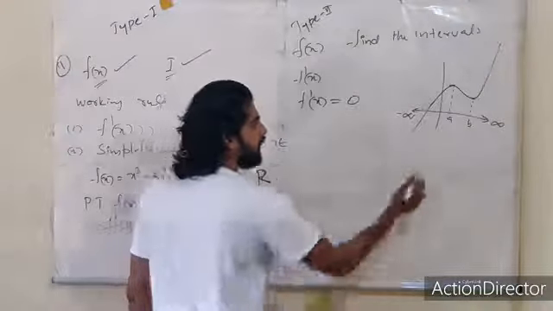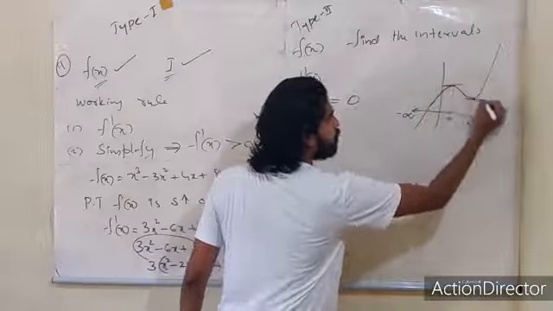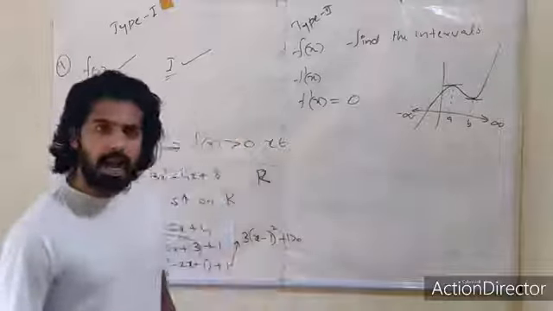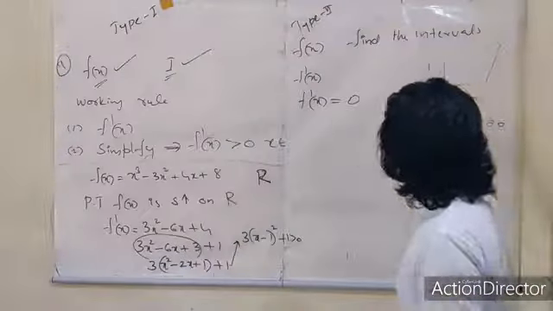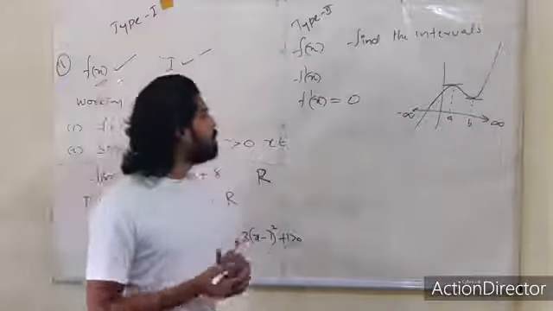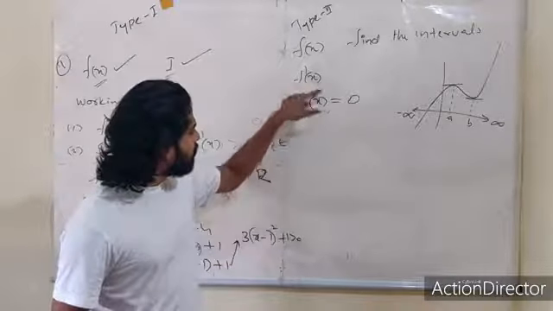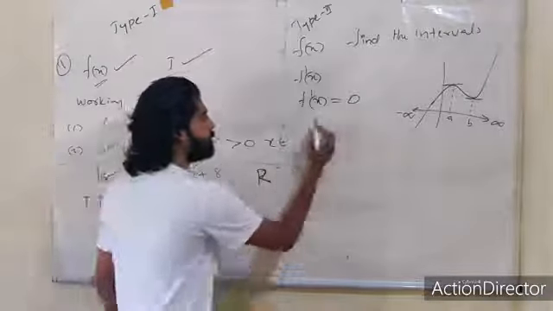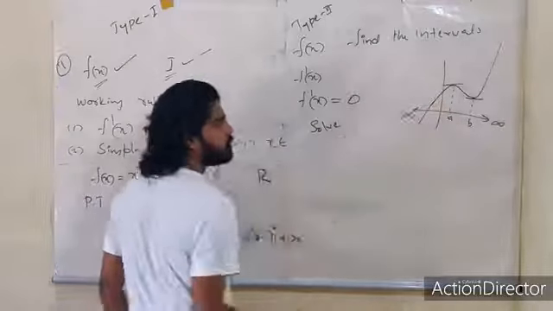Why? Because at these points A and B, the slope of the tangent will be equal to 0. The slope of the tangent will be a horizontal line. This we learned in Rolle's theorem, right? So the slope of the tangent is 0 at these points A and B. How do we find the values A and B? Differentiate the function, equate it with 0 and solve it to find A and B.